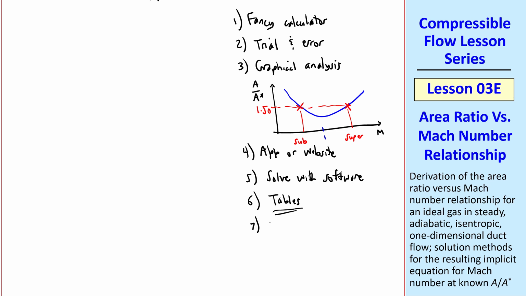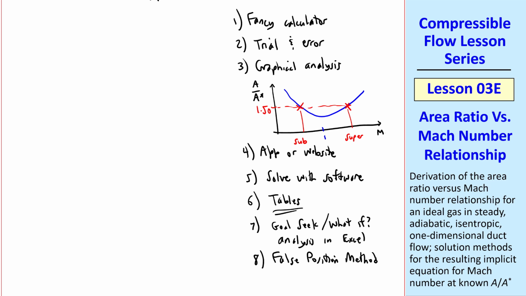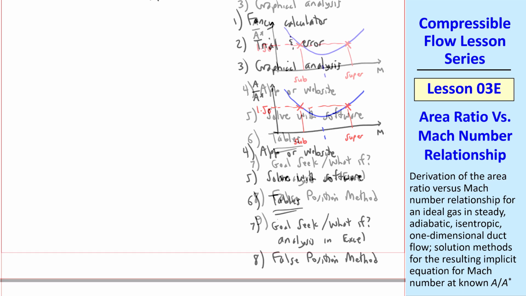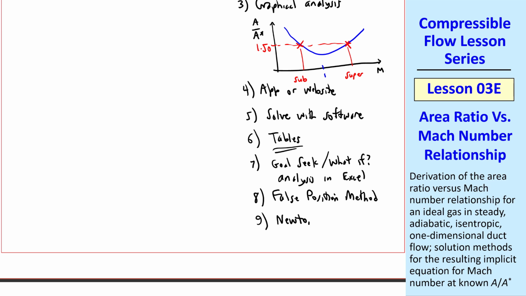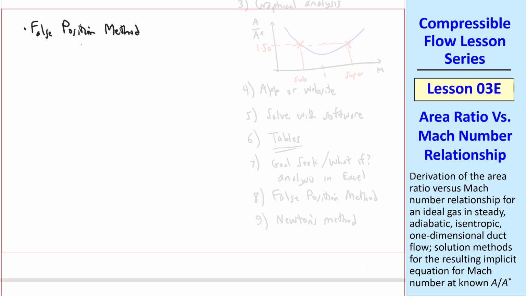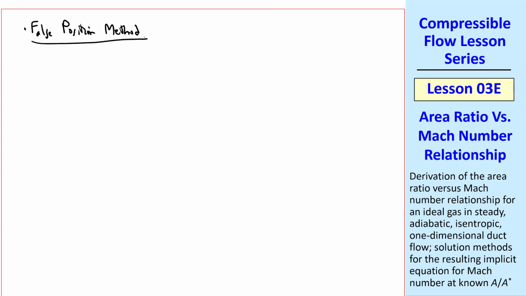You can also use the goal-seek or what-if analysis in Excel. There's also something called the false position method, which is kind of like a fancy trial and error method where you interpolate to find your next guess. And there's also something called Newton's method, which some of you may have used in other courses. I'll briefly explain the false position method.